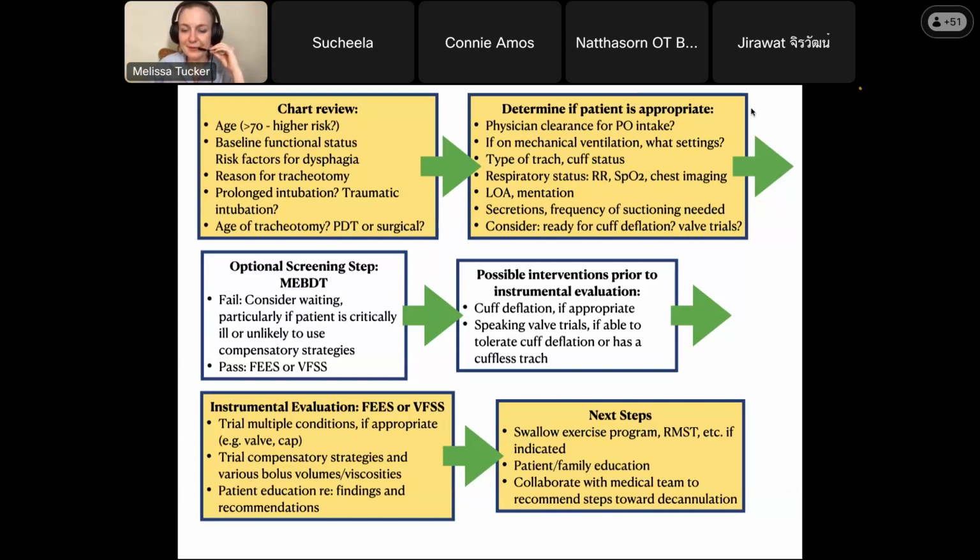Connie, were there a couple of questions in the chat during this slide? One is, what is the criteria to make sure that the T-tube patient is able to start swallow training with oral diet or any drinks?